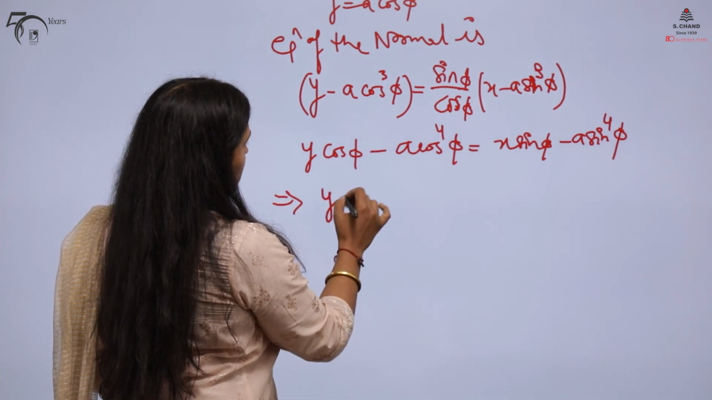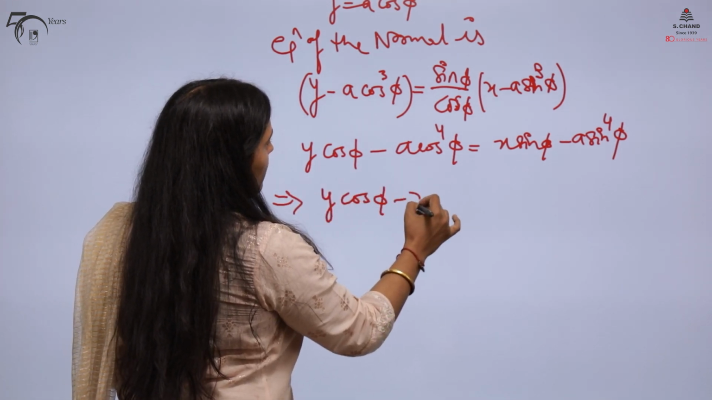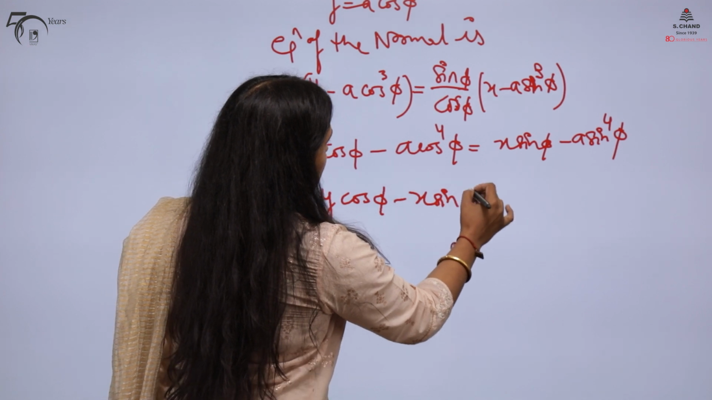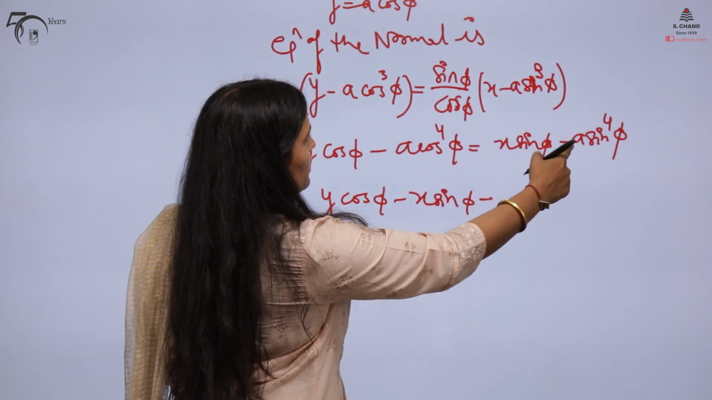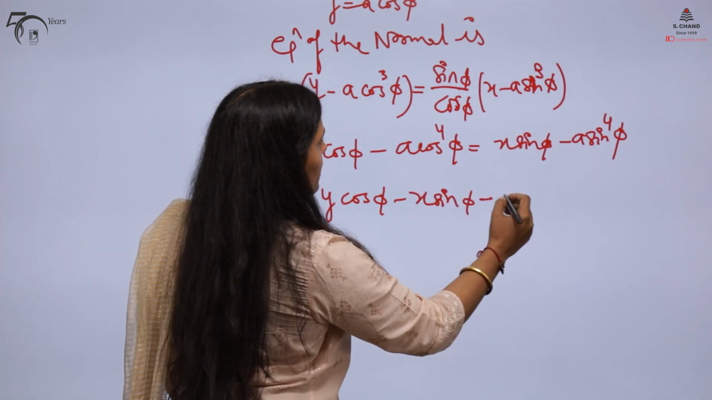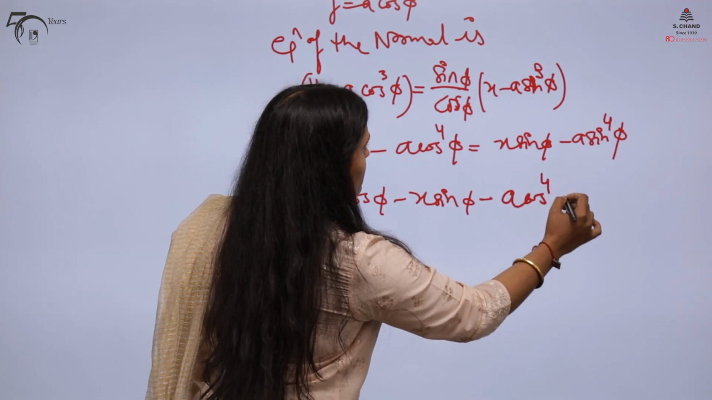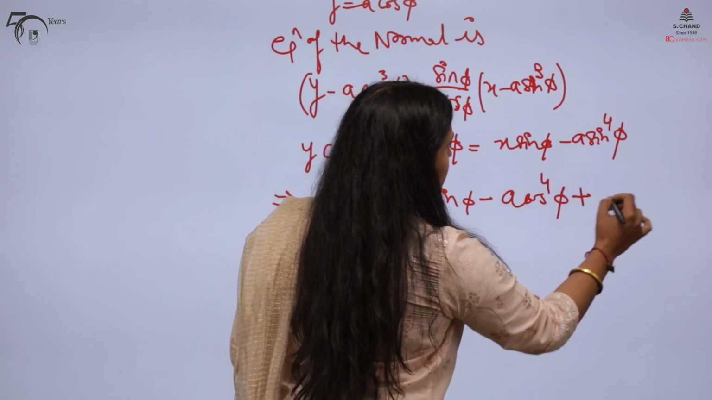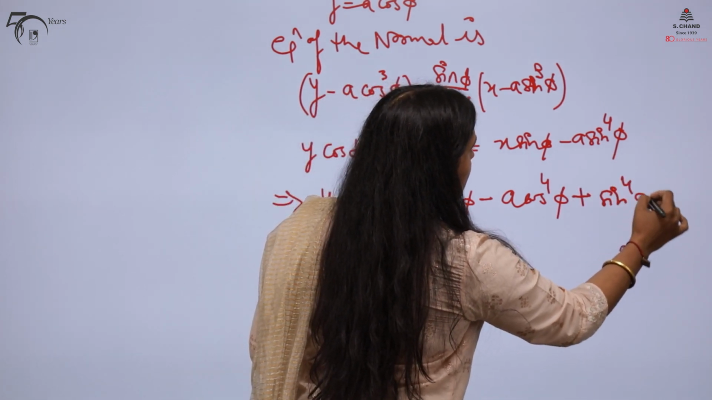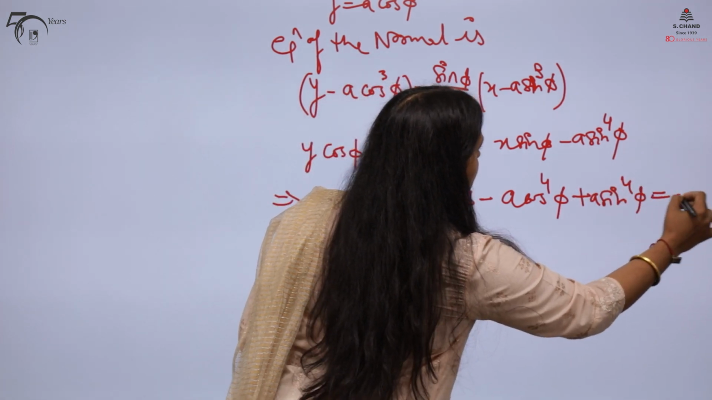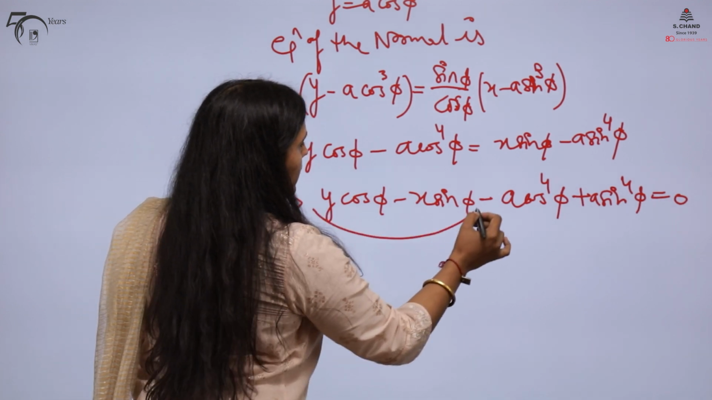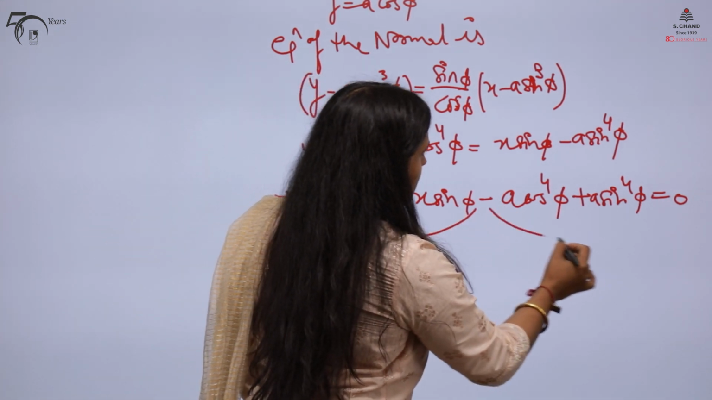So y cos phi minus x sin phi minus... again, take all the terms to the left hand side, with a, this will be as it is, I will write it at the end. I just simplify this one.